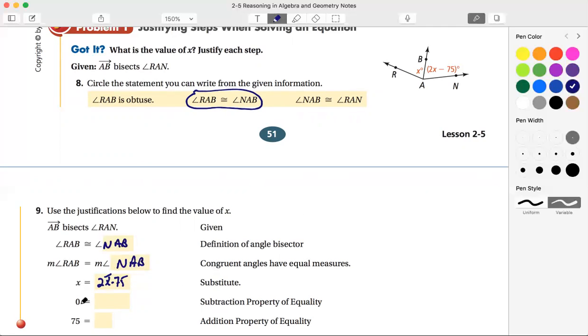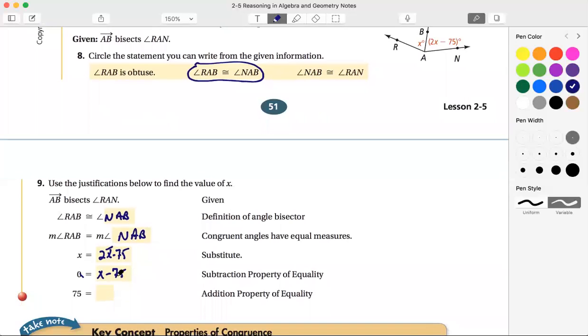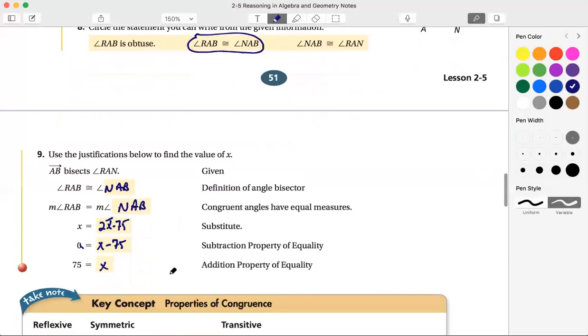Okay, what we're going to do is subtract x from both sides, and we get x minus 75. We're going to add 75 to both sides, and we get x equals 75. And that is how a nice proof is written.